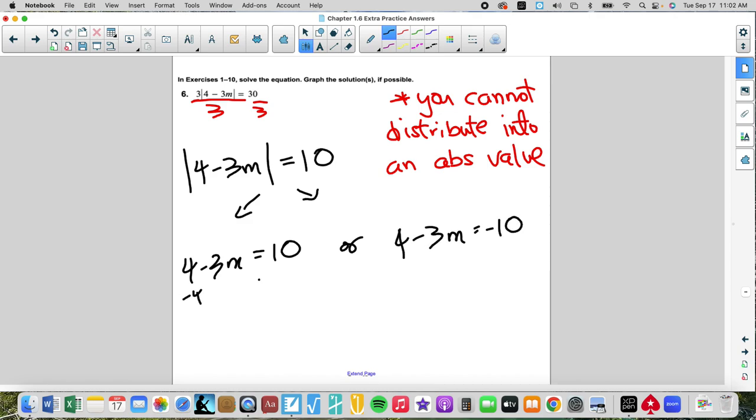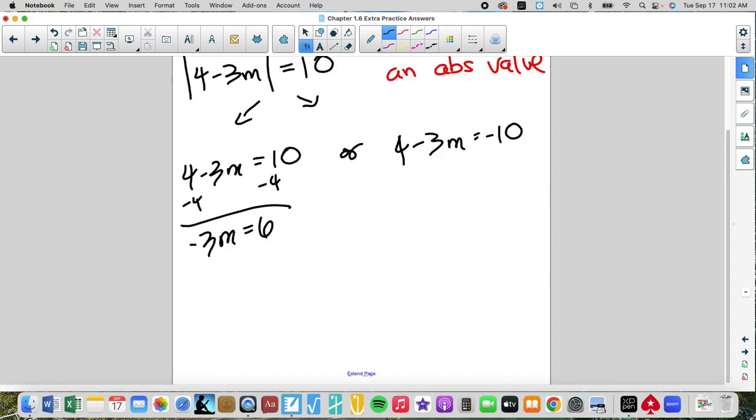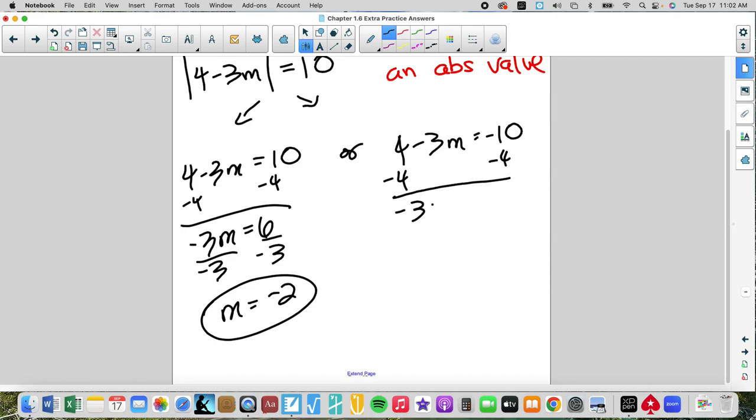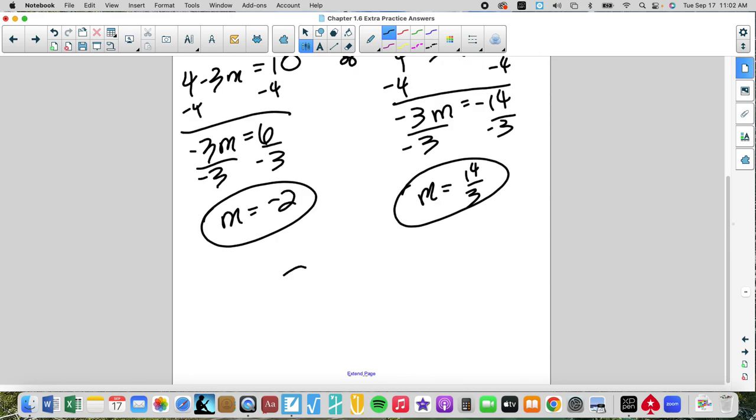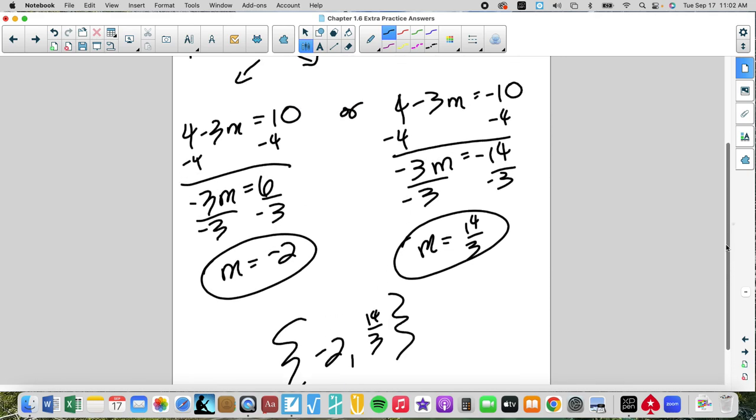Well, minus 4, -3m equals 6. We'll divide by -3. M equals -2. Well, minus 4, -3m equals -14. Divide by -3. M equals 14/3. So my two solutions are -2 and 14/3. No need to change it from an improper to a mixed number. Improper fractions are acceptable answers.